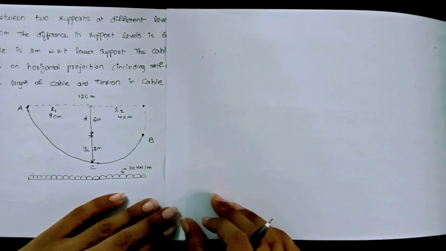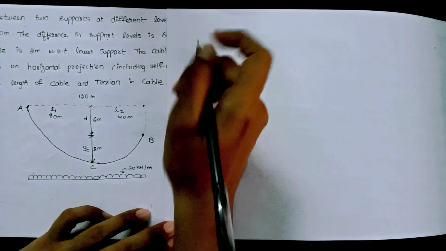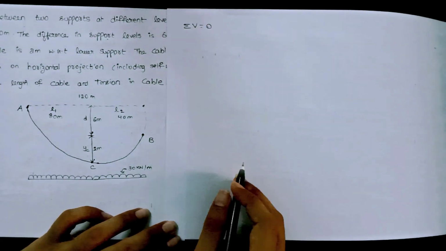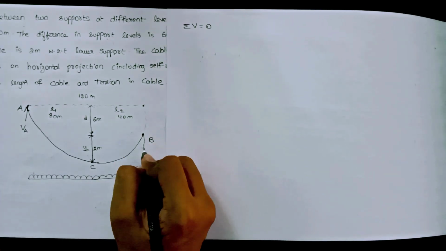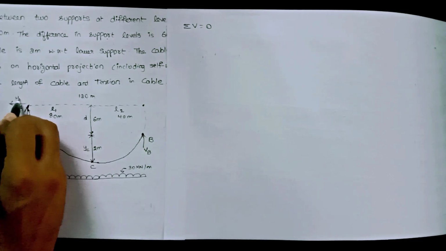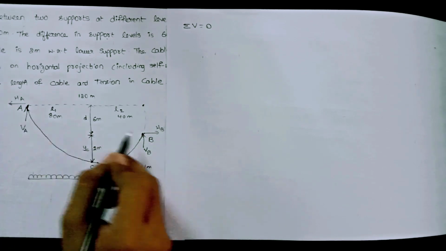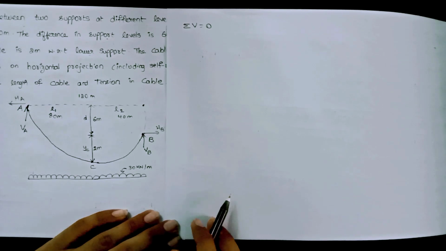Now we have to calculate the vertical reactions, considering the cable just like a simply supported beam. First of all apply the first equilibrium condition, sigma V equal to 0. Before that I am writing here, this is the vertical reaction at A and this is the vertical reaction at B. The horizontal reaction is acting away from point A and this is away from point B. We have calculated HA and HB. Now we will calculate VA and VB.